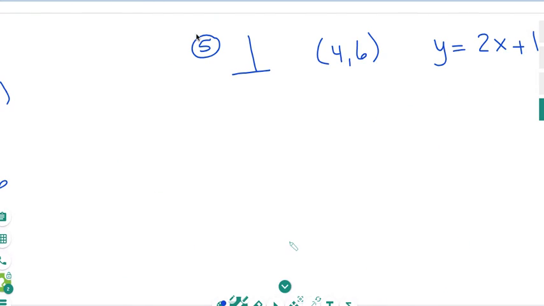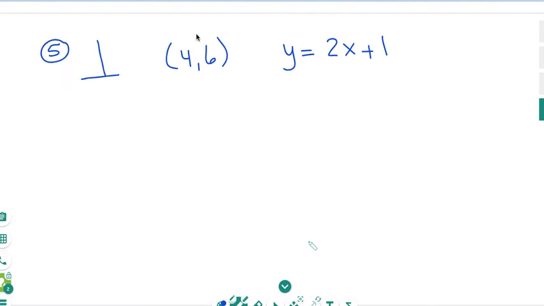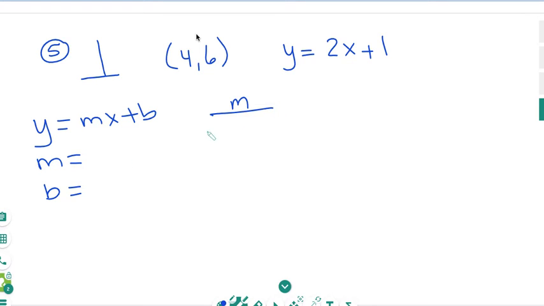And for our final one, we're going to find an equation of the line that is perpendicular to y equals 2x plus 1. So we're going to do y is equal to mx plus b, m equals, b equals. Those are the first three things that we write if we're finding the equation of the line. The first thing that we're going to look for is our slope. Now we're going to need to use the equation that we've been given, y equals 2x plus 1.